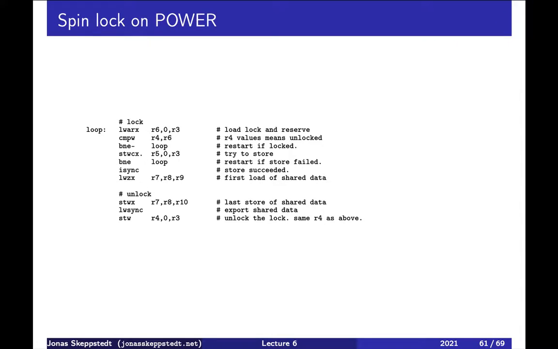We will now look at a spin lock on Power. Recall, a spin lock is a lock which does not involve the operating system. So it busy waits until the CPU gets the lock.